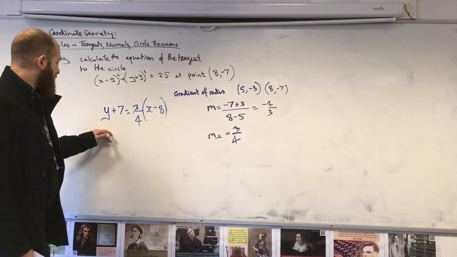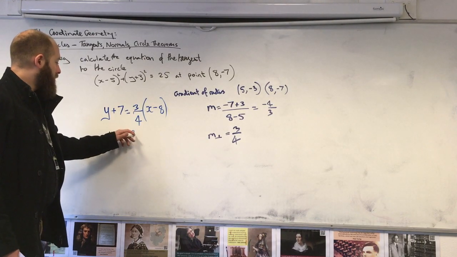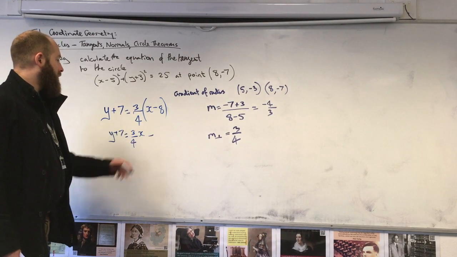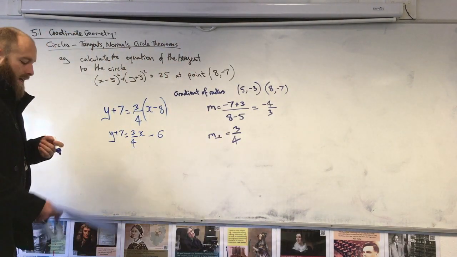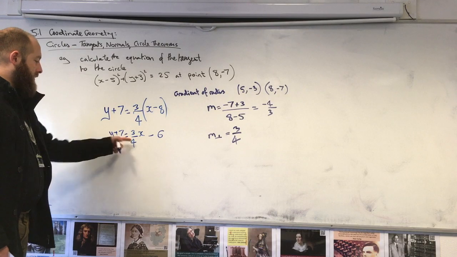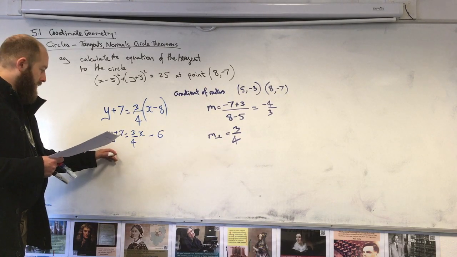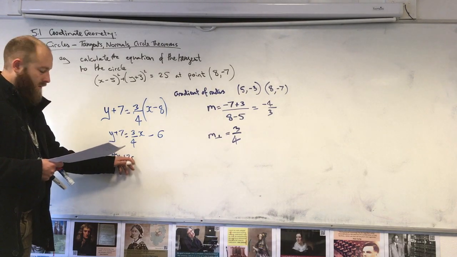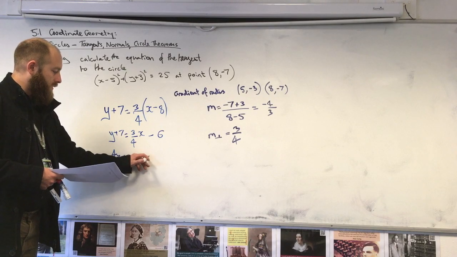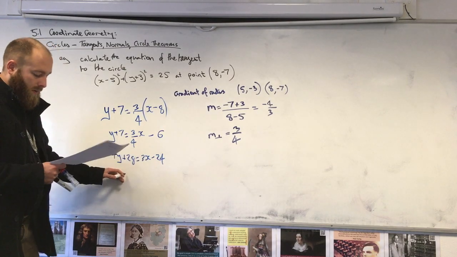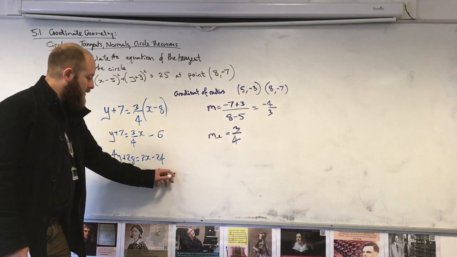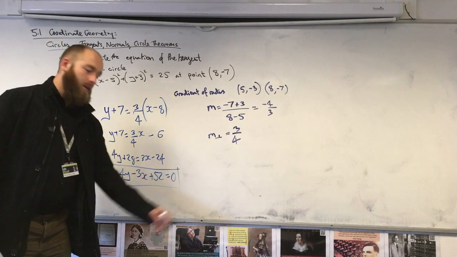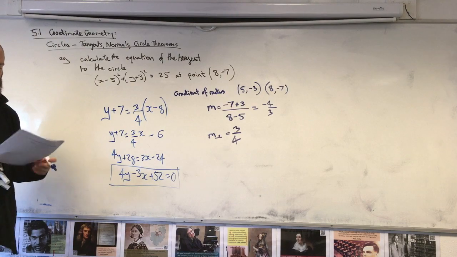Expand that. Minus 6. Yeah, times everything through by 4. And we have 4. So we get 4y minus 3x plus 52 equals 0. And that's the equation of our tangent.